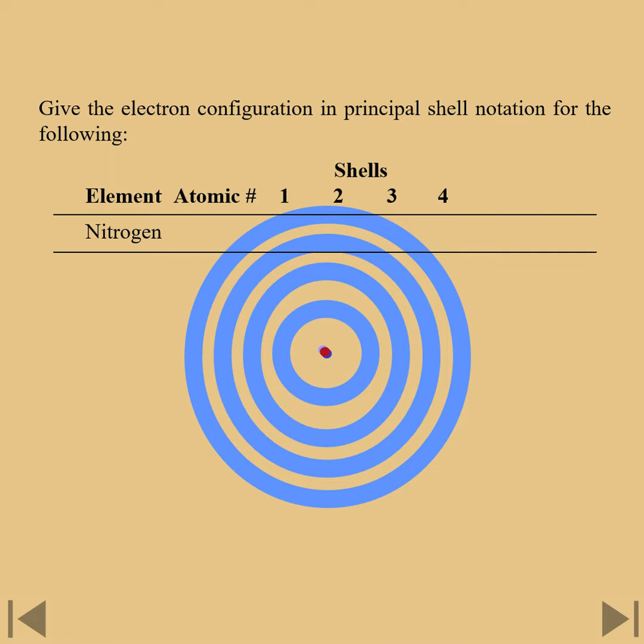So let's do nitrogen, and the atomic number of nitrogen is 7. So we have 7 electrons to place. Of those 7, how many go into shell 1? Shell 1 fills up with 2. Of the remaining 5, how many go into shell 2? All 5.